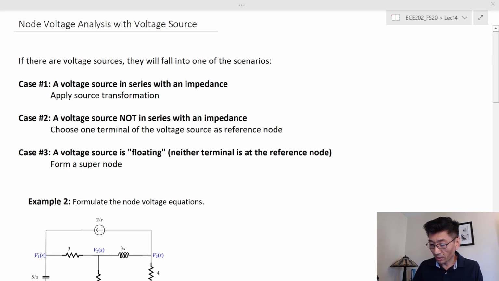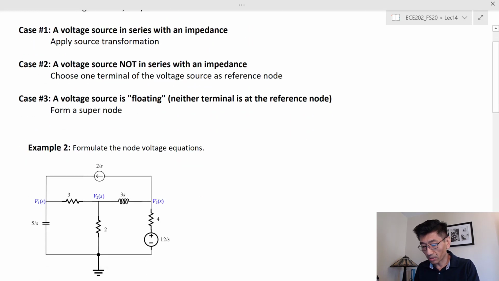So we're going to look at three examples. I'm not going to work all the way to the very end. I'm going to write the equations, then stop there. Otherwise, the video will probably take unnecessarily too long, right?